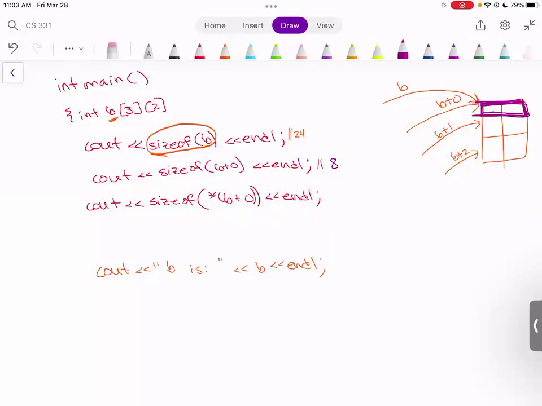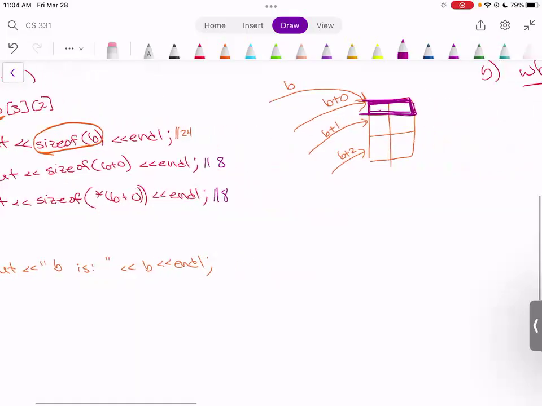Also 8. Because now we're talking about the integers inside of the first element of the array, which is another array. So it's the size of that array. Not quite, no. Okay, let's talk about it like this.